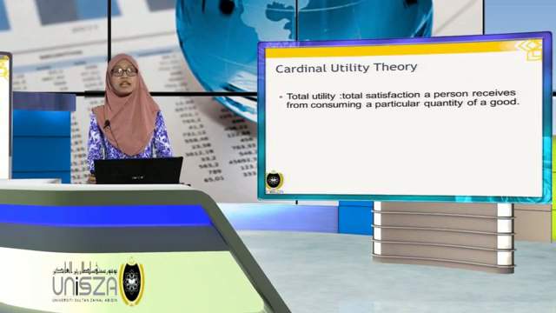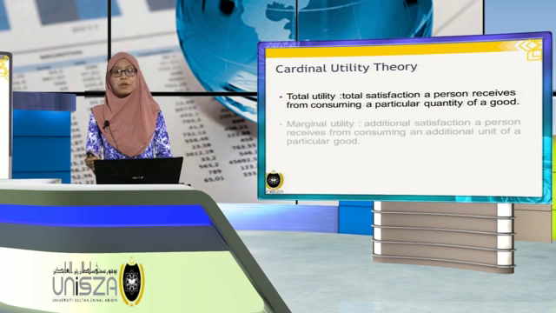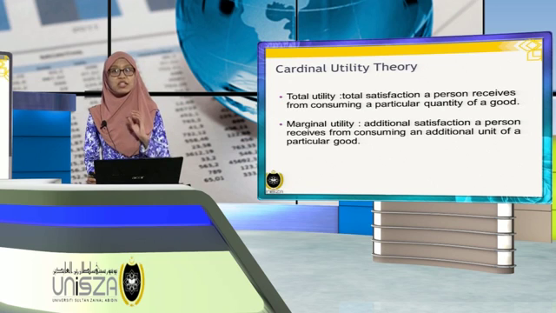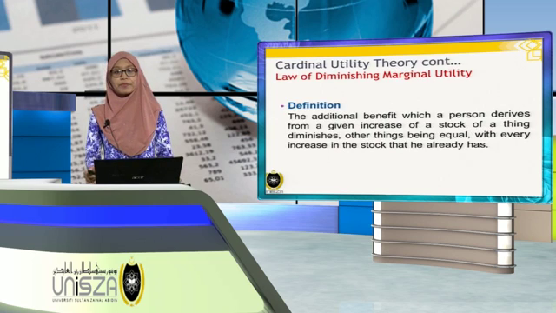So what is actually total utility? Total utility is the total satisfaction a person receives from consuming a particular quantity of a good. Meanwhile, marginal utility is the additional satisfaction a person receives from consuming an additional unit of a particular good.